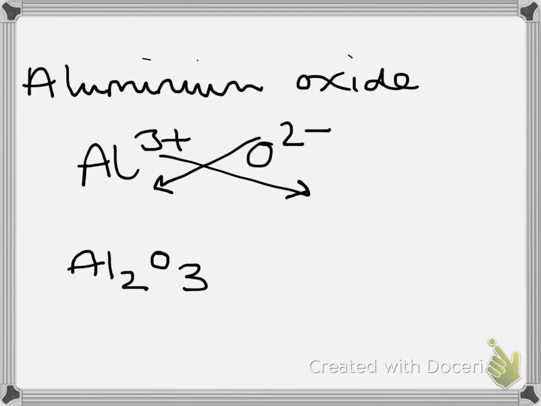Aluminium oxide, for example: aluminium is in group 3 of the periodic table, so that'll be a 3+ ion, and again oxide will be O2-. We swap over the numbers only, as the charge will balance out, and we'll have Al2O3.